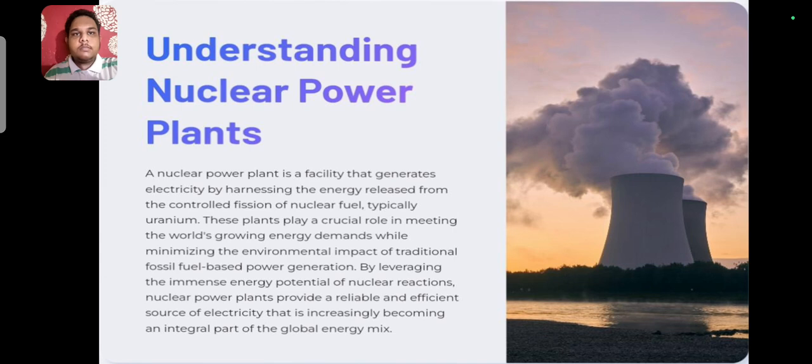Understanding nuclear power plants. A nuclear power plant is a facility that generates electricity by harnessing the energy released from the controlled fission of nuclear fuel, typically uranium. These plants play a crucial role in meeting the world's growing energy demands while minimizing the environmental impact of traditional fossil fuel based power generation. By leveraging the immense energy potential of nuclear reactions, nuclear power plants provide a reliable and efficient source of electricity that is increasingly becoming an integral part of the global energy mix.